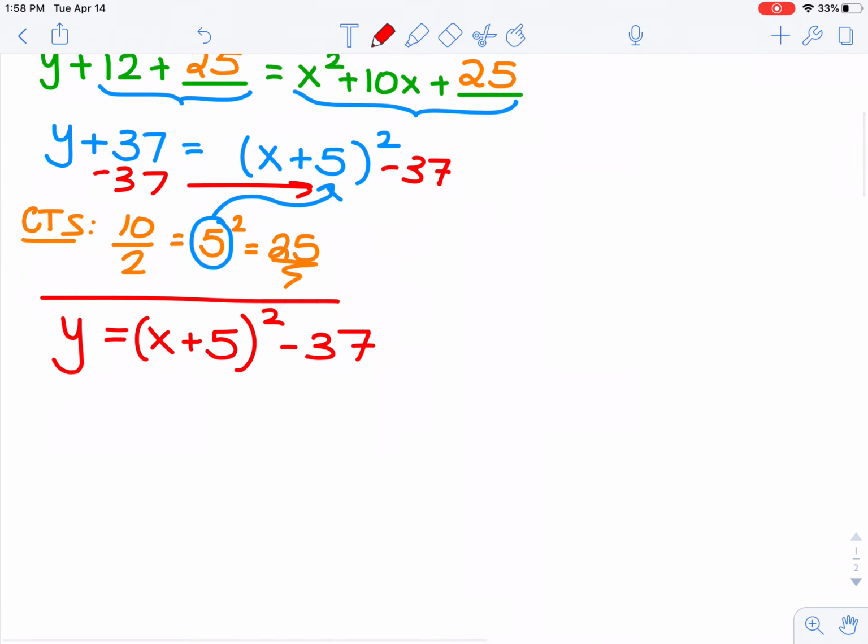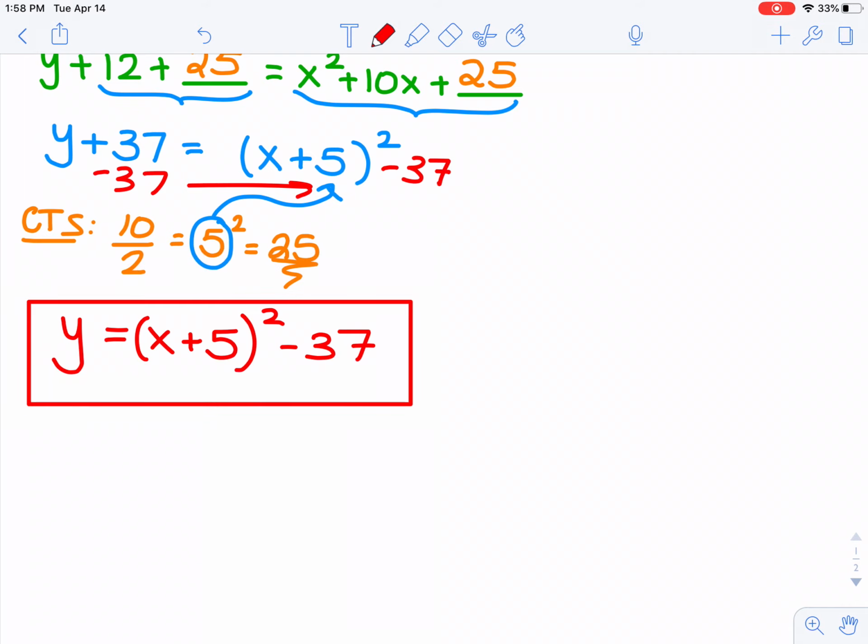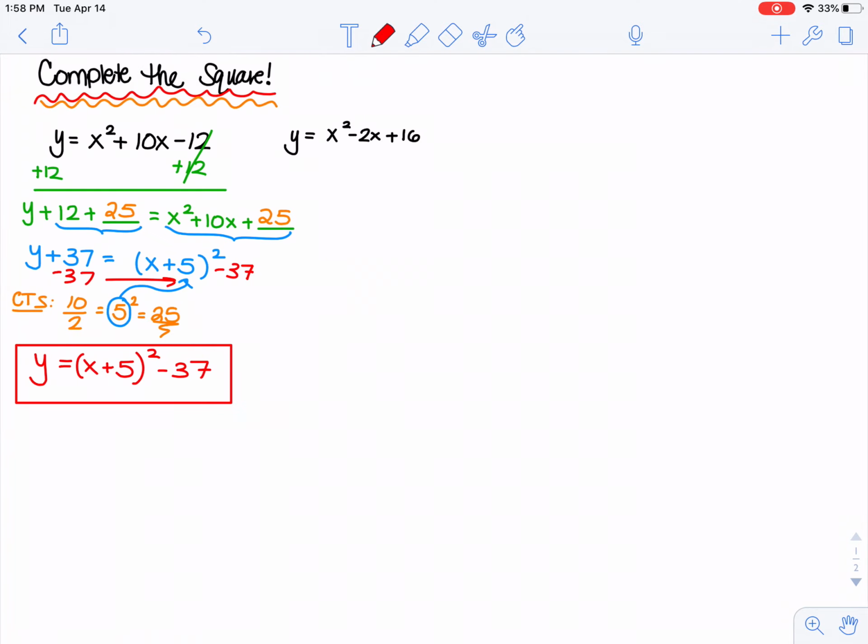That was the baby. All right, so here's my final answer. This is now in vertex form. So the answer is y equals x plus 5 quantity squared minus 37. I'm going to do the next one a little bit faster.